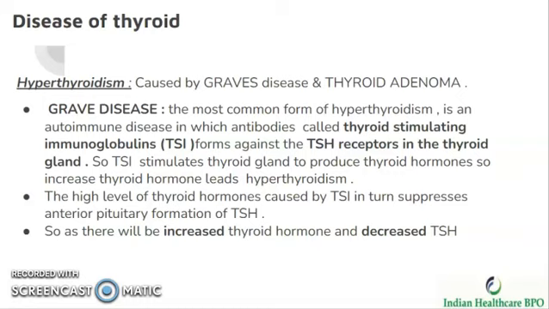Now we'll talk about the diseases of thyroid gland. First, we'll talk about hyperthyroidism, which is caused by Graves' disease and thyroid adenoma. Graves' disease, the most common form of hyperthyroidism, is an autoimmune disease in which antibodies called thyroid stimulating immunoglobulins form against the TSH receptor in the thyroid gland. So the TSI stimulates the thyroid gland to produce thyroid hormones. So increased thyroid hormone leads to hyperthyroidism. The high level of thyroid hormone caused by TSI in turn suppresses the anterior pituitary formation of TSH. So there will be increased thyroid hormones and decreased TSH.